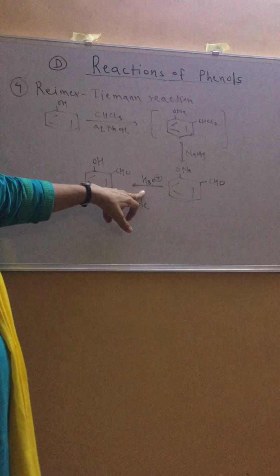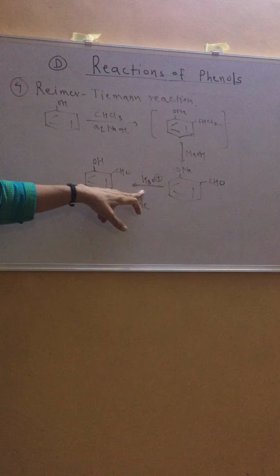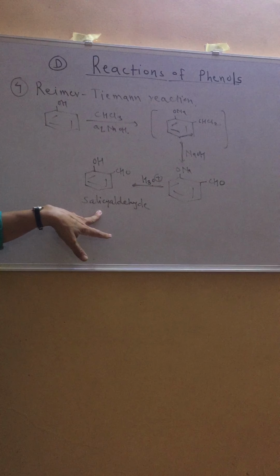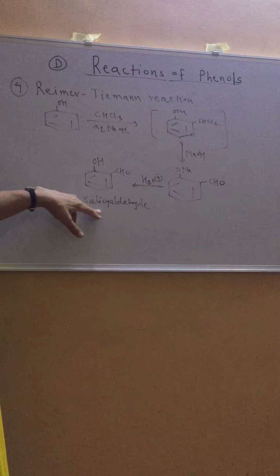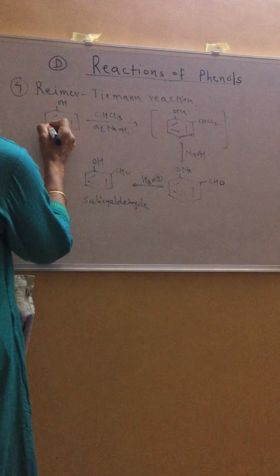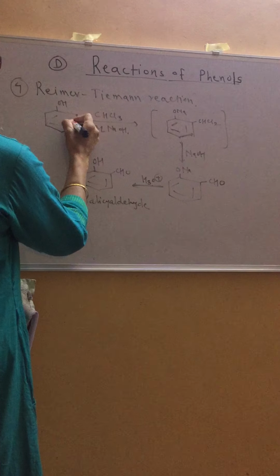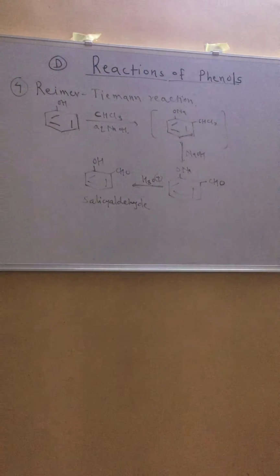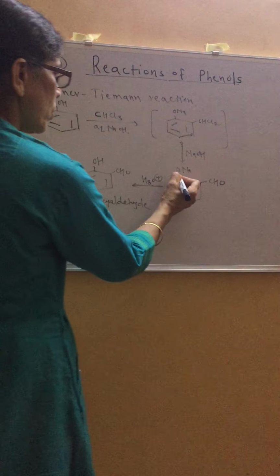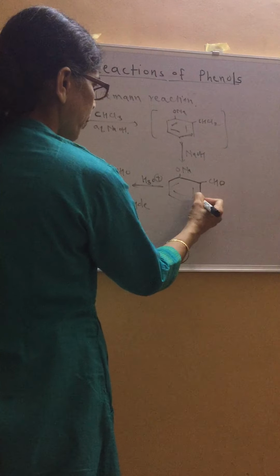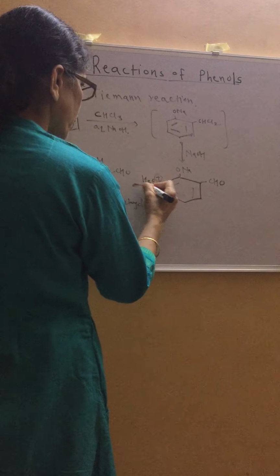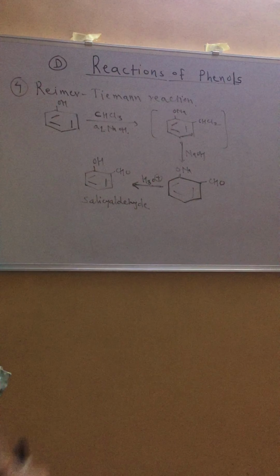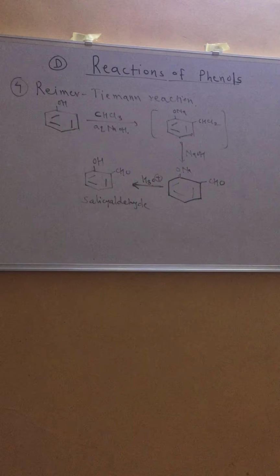And on further acid treatment, hydrolysis takes place and ONa is converted into OH, and this is aldehyde, salicylaldehyde, aromatic aldehyde. See the steps carefully and try to remember. Named reactions are always important. Reimer-Tiemann reaction, preparation of salicylaldehyde. So the reaction can come for 2 marks. Now we will proceed further.